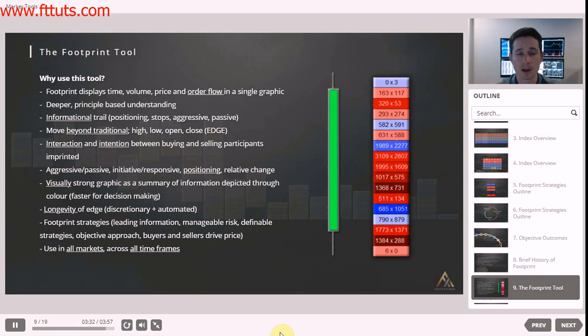And lastly, one of the most important reasons why you want to consider utilizing the tool is that it can be utilized across all markets and all time frames, making this a highly effective trading tool to consider. Let's now go and have a little bit more of a detailed look as to what the breakdown of the footprint tool looks like.